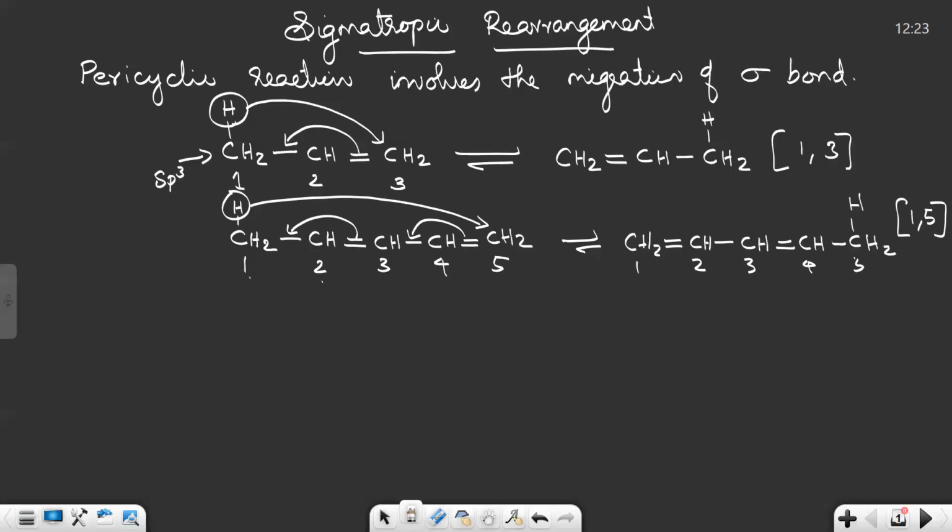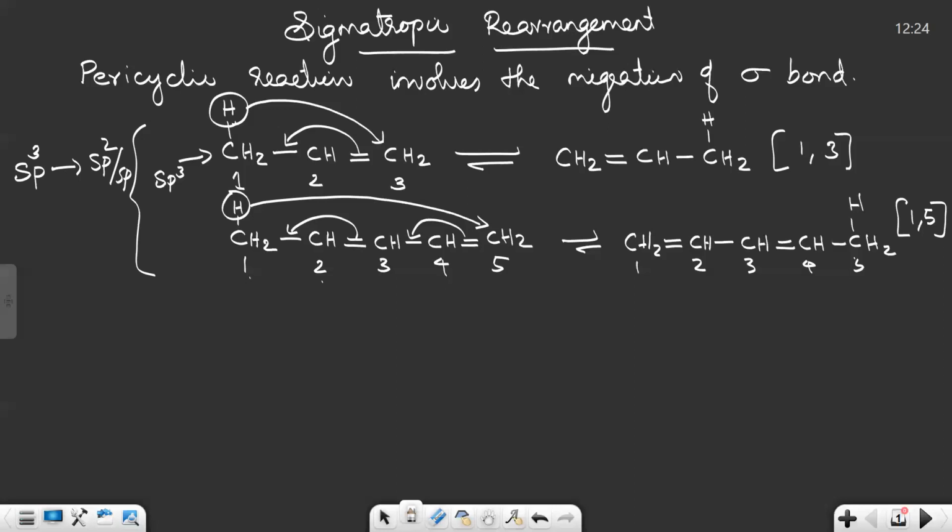So in both these examples, the migration is from sp3 carbon, saturated carbon, to unsaturated carbon. So in our example, both the carbons were sp2, or it can be sp2. So from saturated carbon to the unsaturated carbon.